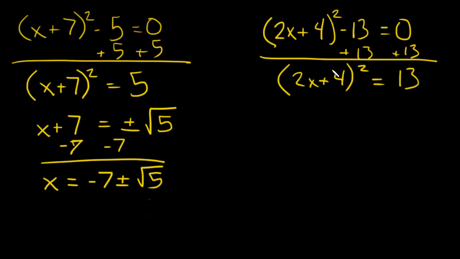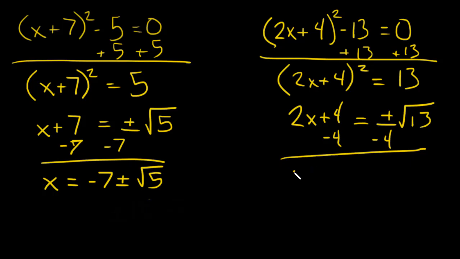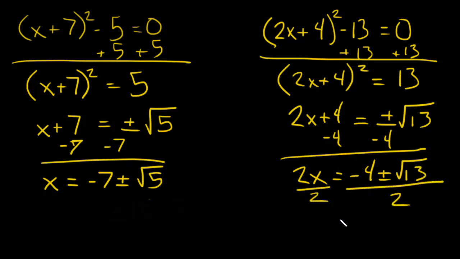Now we're going to take the root of both sides since the left side, the square, is isolated. So root, this side will just undo the square and leave me 2x plus 4 equals plus or minus root 13. Now I'm going to subtract 4 from both sides. When I do that, I get 2x equals negative 4 plus or minus root 13. Divide by 2, divide by 2. Well, x equals this. This is your answer.